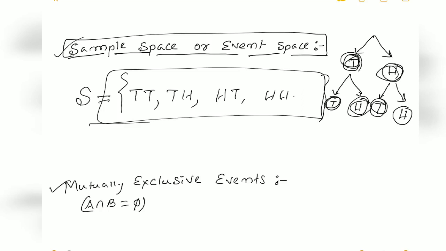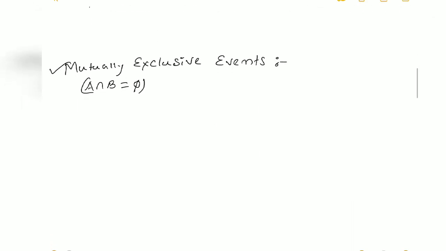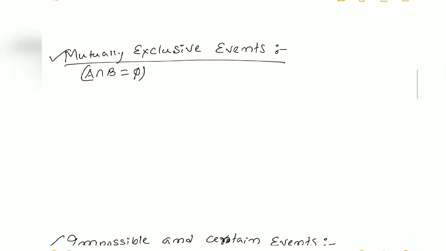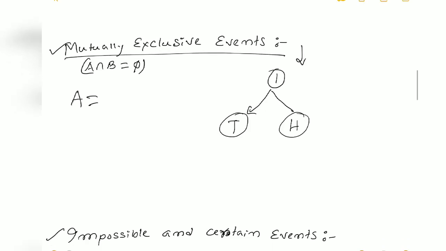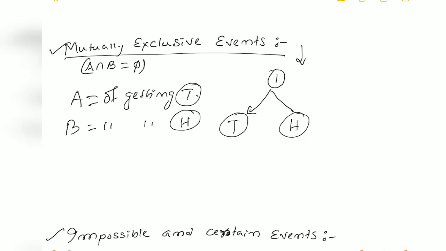Remember, this is the biggest set of events that you can arrange from a random experiment. So now let's come to the mutually exclusive events. What are the mutually exclusive events? Suppose you have tossed one coin, right? And you are getting tails and heads. So now A is such an event of getting tail and B is such an event of getting head, right?